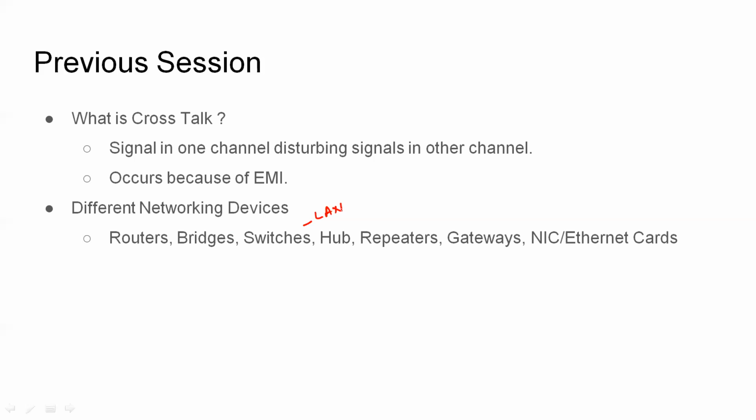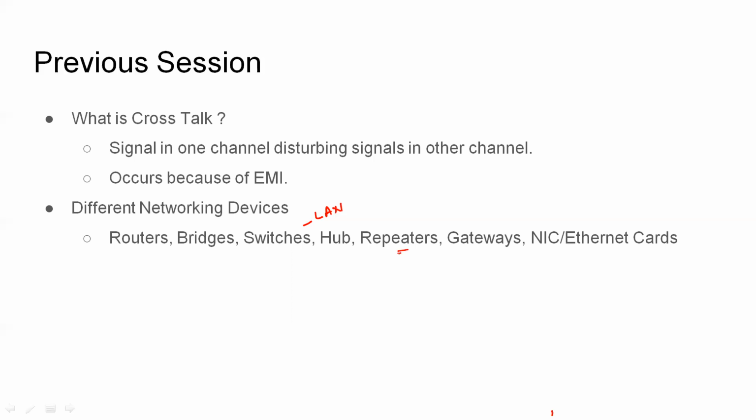A hub is also used to connect different systems in a LAN. That means the visibility of a hub and a switch is at the LAN, local area network level. The only difference between a hub and a switch is that a hub supports only broadcast, whereas a switch supports all other kinds of communication.